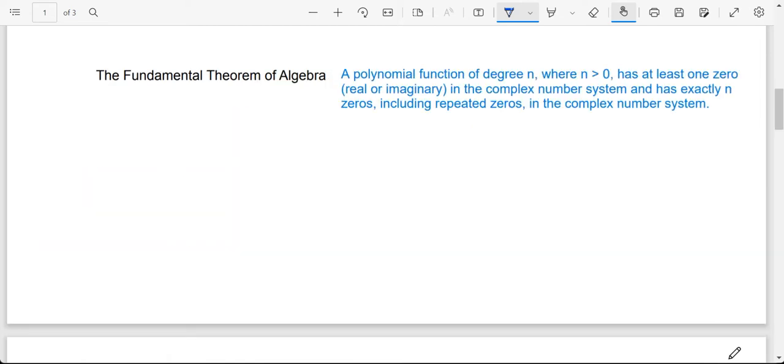Here we got the fundamental theorem of algebra. This is a pretty straightforward one. A polynomial function of degree n, where n is greater than 0, has at least one 0, real or imaginary, in the complex number system, and has exactly n zeros, including repeated zeros, in the complex number system. What that means is, where the highest power is, that's how many zeros you're going to have. Okay? Some of them may be repeating, some of them may be imaginary, but that's how many we will be looking for when we do these problems.